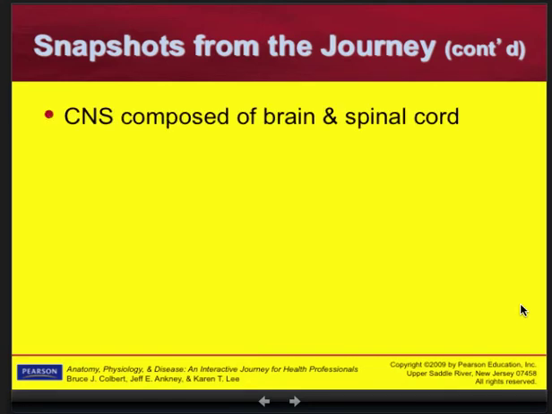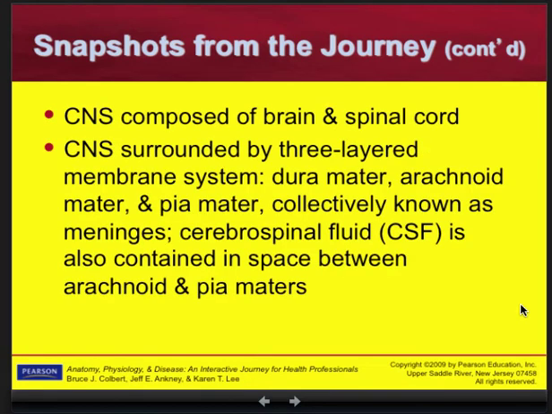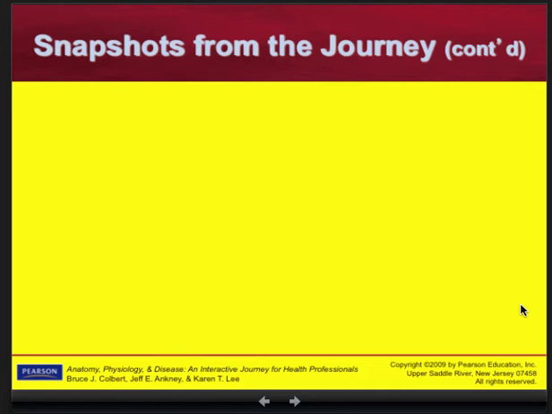The central nervous system is made up of the brain and spinal cord. It is surrounded by a three-layer membrane system made up of the dura mater, the pia mater, and the arachnoid. Cerebral spinal fluid is also contained between the arachnoid and the pia mater. Collectively, the pia, dura, and arachnoid are known as the meninges. Meningitis is an inflammation of these protective membranes.